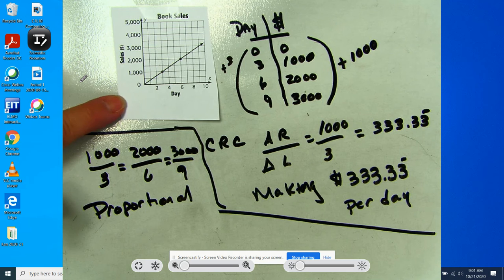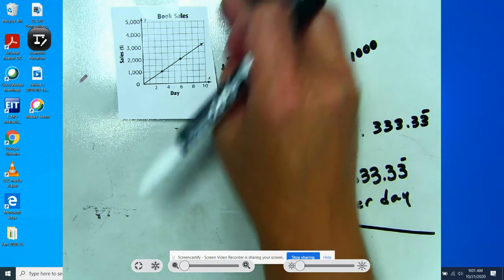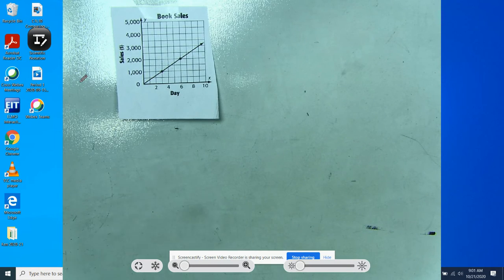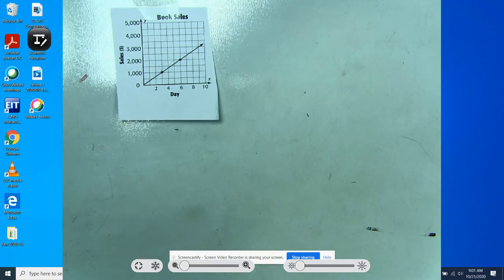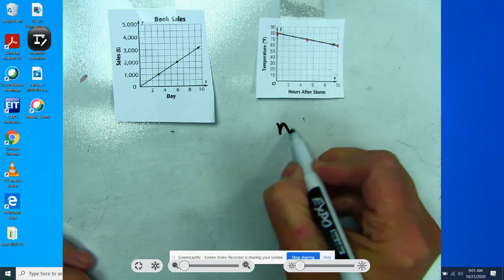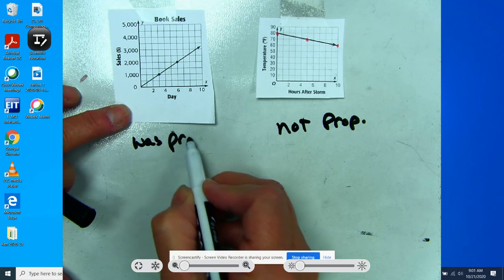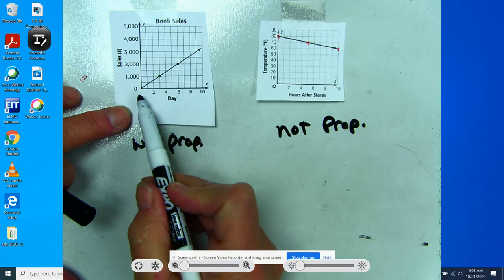Now, we knew it had a constant rate of change. It's a straight line. Now, ladies and gentlemen, if you notice, this goes through 0, 0. And since it goes through 0, 0, it also tells you, without doing any math, this is proportional. Anything that goes through 0, 0 is proportional. So let me have you look at these two graphs one more time. So we had this one, and then we had this one. This one was not proportional, but this one was proportional. Okay? This one goes through the origin.